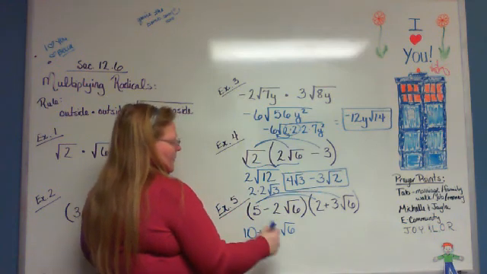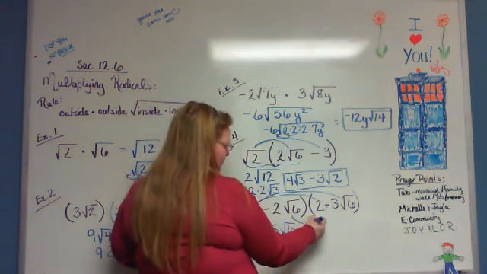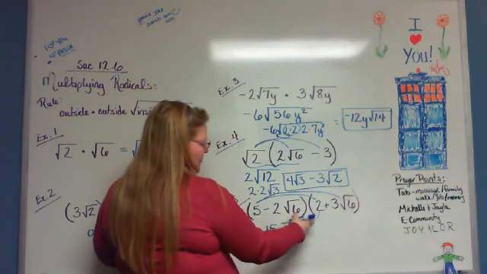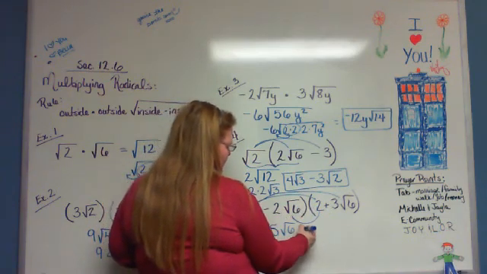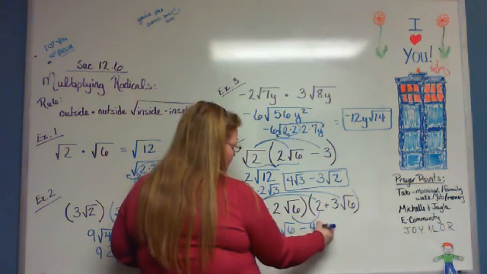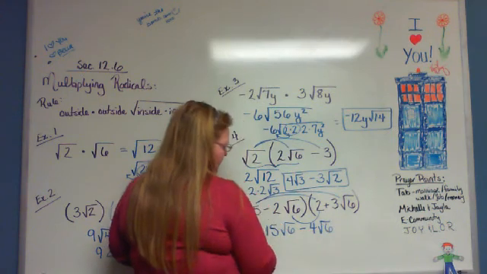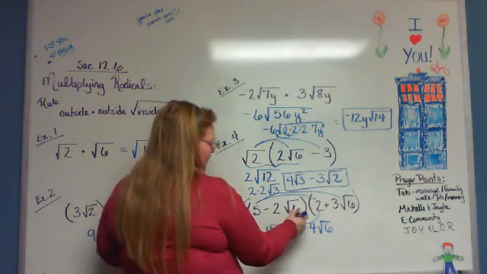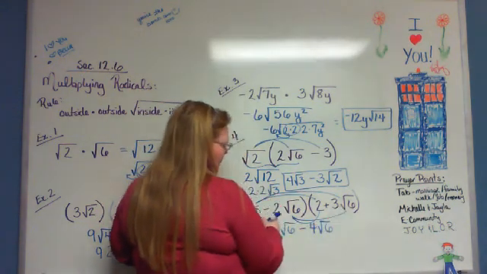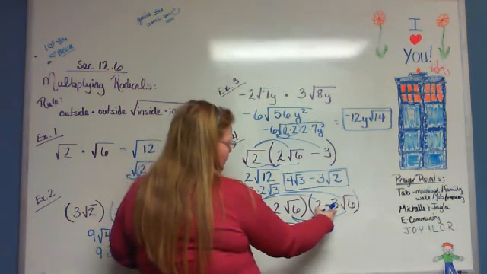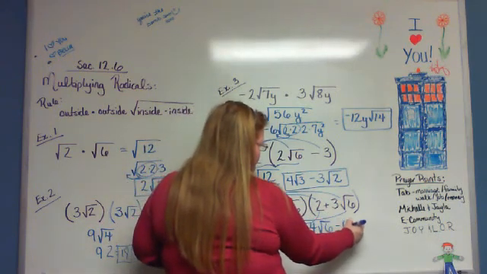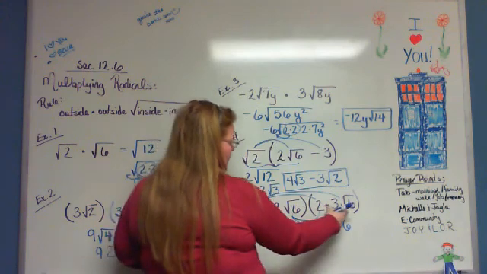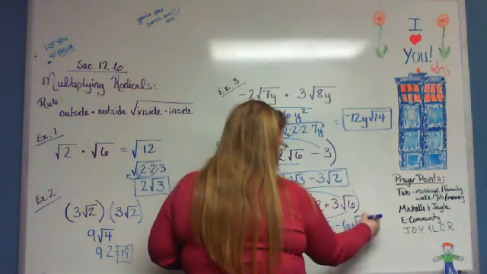Okay. Then we've got to do this one times this one. Negative 2 times positive 2 is negative 4 square roots of 6. And then we've got to do this last one. Negative 2 times positive 3 is negative 6. And then 6 times 6 is the square root of 36.